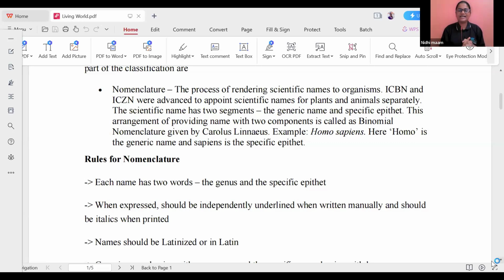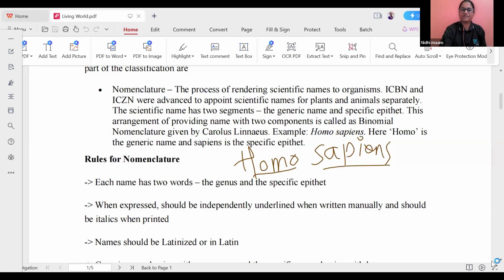Next, the scientific name has two segments we should remember, generic and specific. For example, the human beings. What is the scientific name of human beings? Homo sapiens. Like this, we will write the scientific name. Here, Homo refers to the generic name or the name of the genus. Sapiens refers to the specific name or the name of the species. So two names we consider while naming an organism.